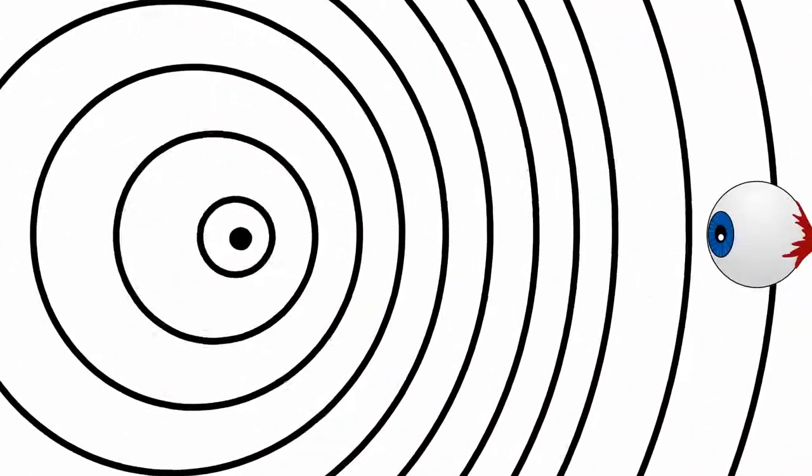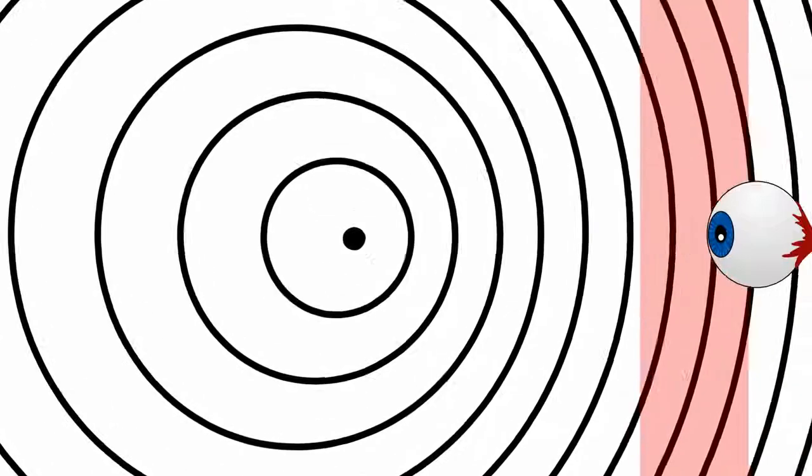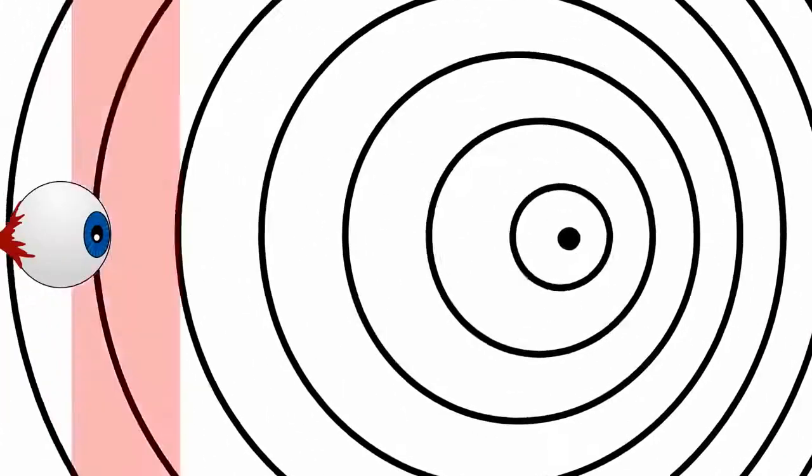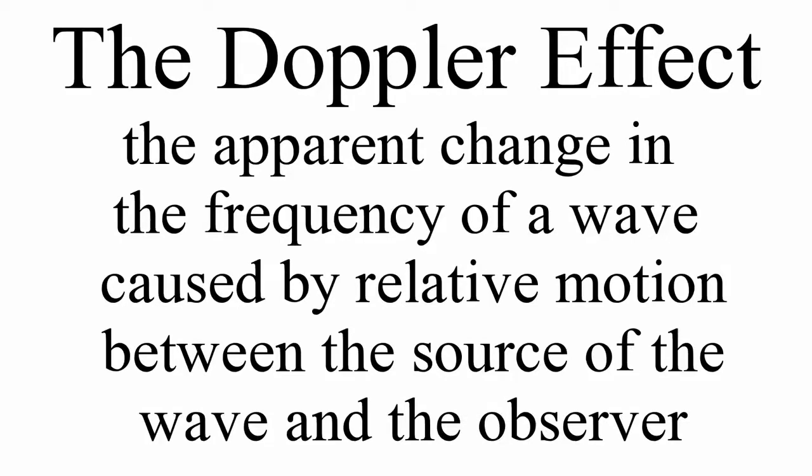If our object is moving towards a stationary observer, these bunched up waves are observed at a high frequency, and if the object is moving away from a stationary observer, the waves are observed at a lower frequency. So that is the Doppler effect, the apparent change in the frequency of a wave caused by relative motion between the source of the wave and the observer. It makes sense, but it gets interesting when you consider some of its applications.